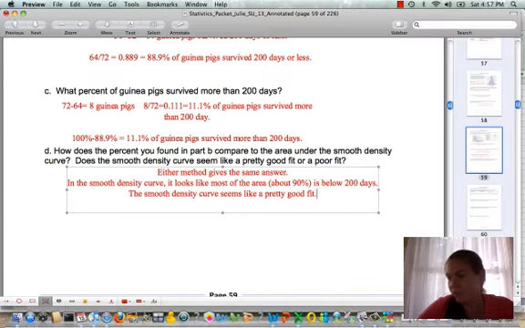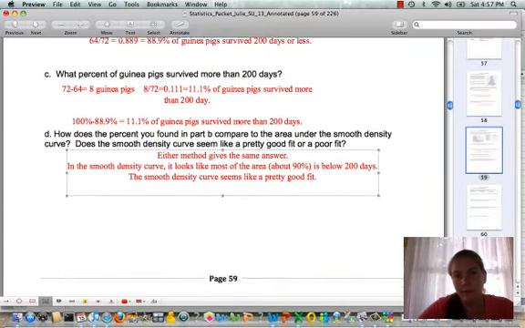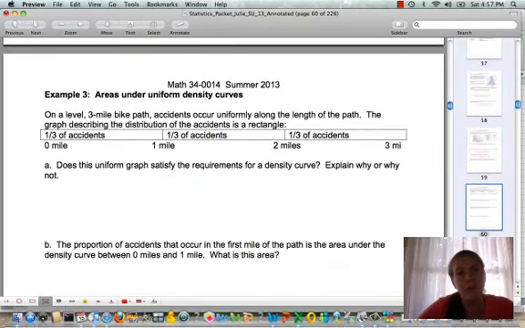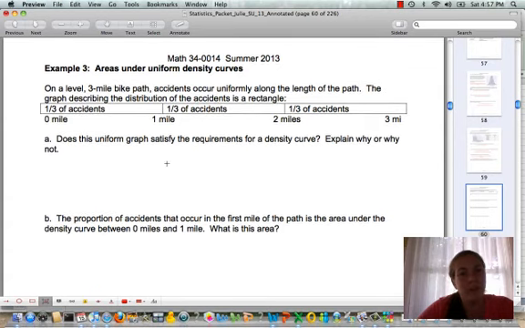Let's go ahead and look at example 3 on page 60. This is what's called a uniform density curve. And see how it's just 3 bars side by side? It's not, no peaks, no tails. It's just every mile here has the same height. So this example is on a level 3-mile bike path. Accidents occur uniformly along the length of the path. The graph here describes the distribution of the accidents, and it's a rectangle.